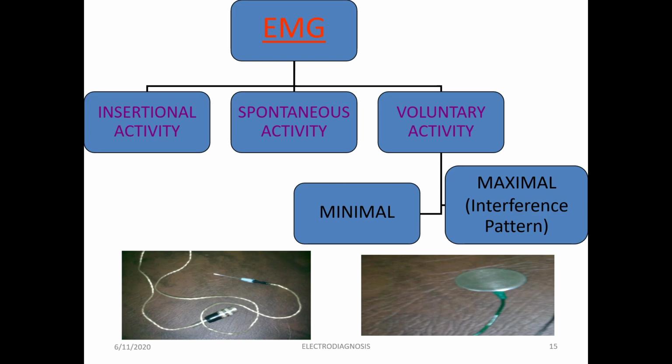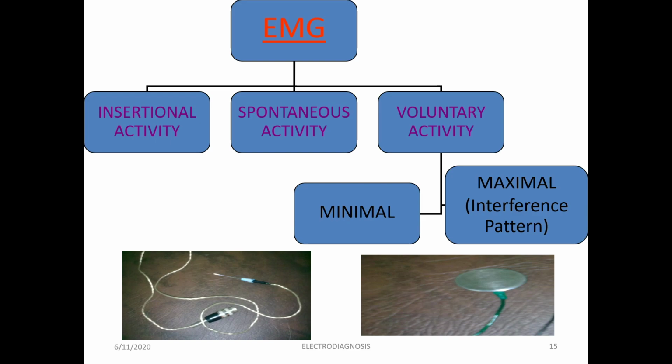Then coming to voluntary activity. The name itself is telling: whenever the patient is contracting the muscle, at that time you will be having activity. Voluntary activity may be taken in two ways. Minimal means with simply active movement, and maximal means with resistance. Why do we need both? When we go for simply active movement and record minimal voluntary activity, it will not recruit fast twitch fibers. But in case of maximal, it will also include fast twitch fibers. So just to differentiate between slow twitch and fast twitch, we take minimal activity, without resistance, and maximal activity, with resistance.